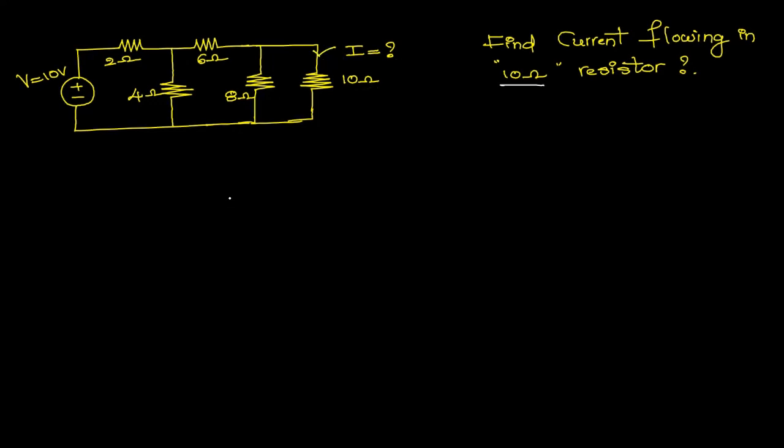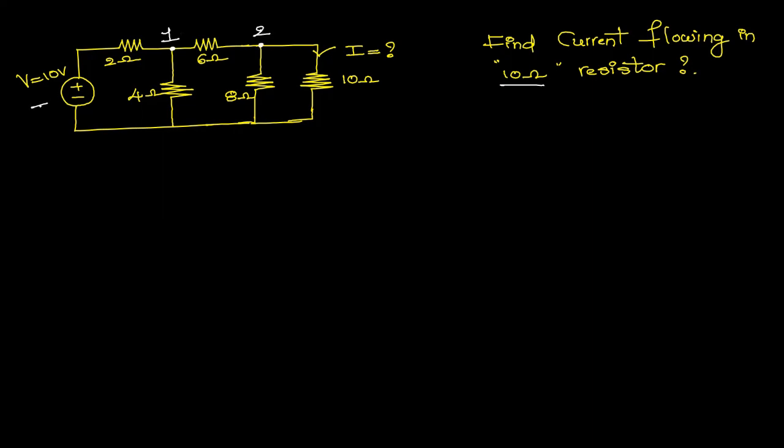Hi friends, in this video we are going to discuss how to solve problems by using the current division rule. If the given network or circuit consists of two nodes, for example in this problem, we are assuming this is node 1 and this is node 2.